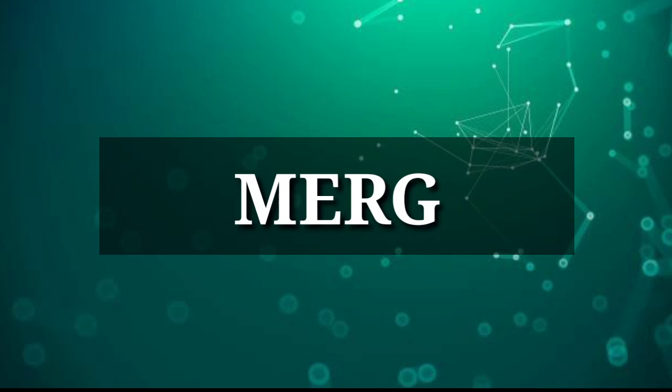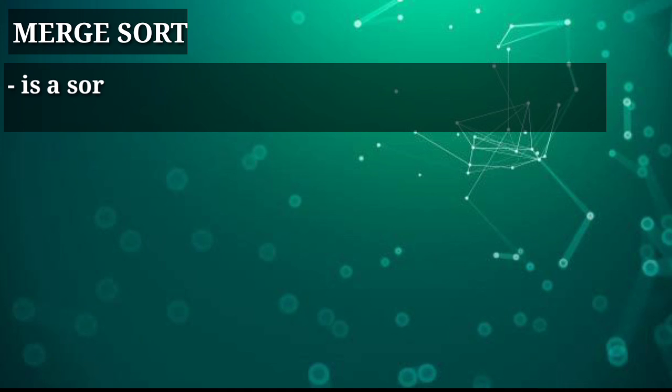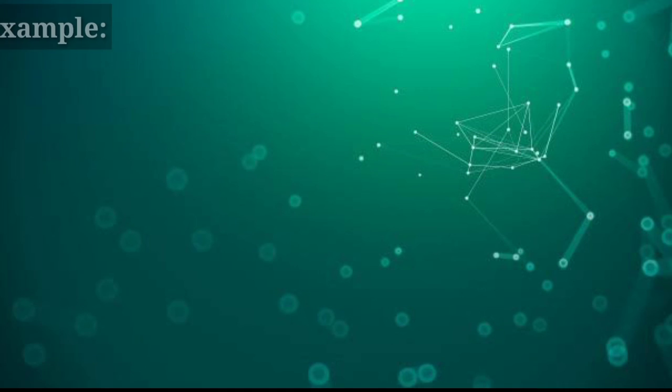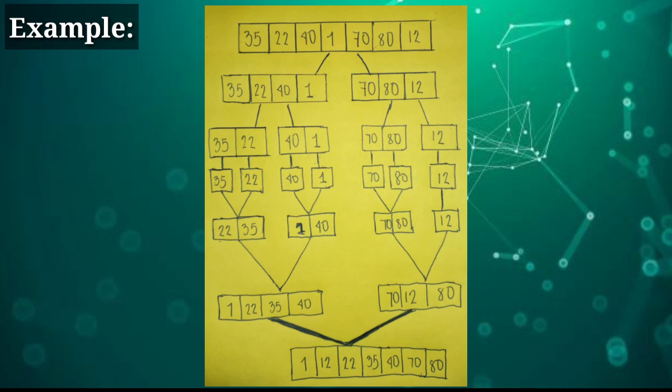Lastly, merge sort. Merge sort is a sorting technique based on divide and conquer technique. For example, these are the sorted array. We have to sort this array using merge technique. What is merge technique? So we have to divide, after divide, conquer recursively, and combine. So we need to divide this array into two halves. And the same for this other half.